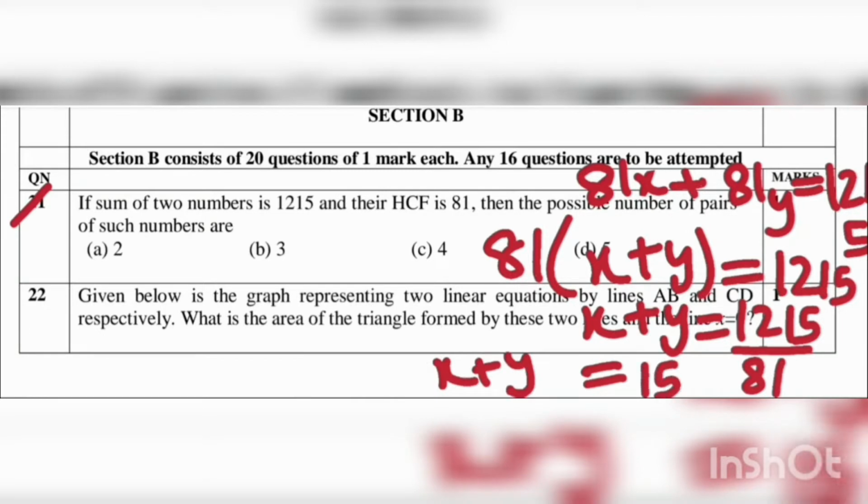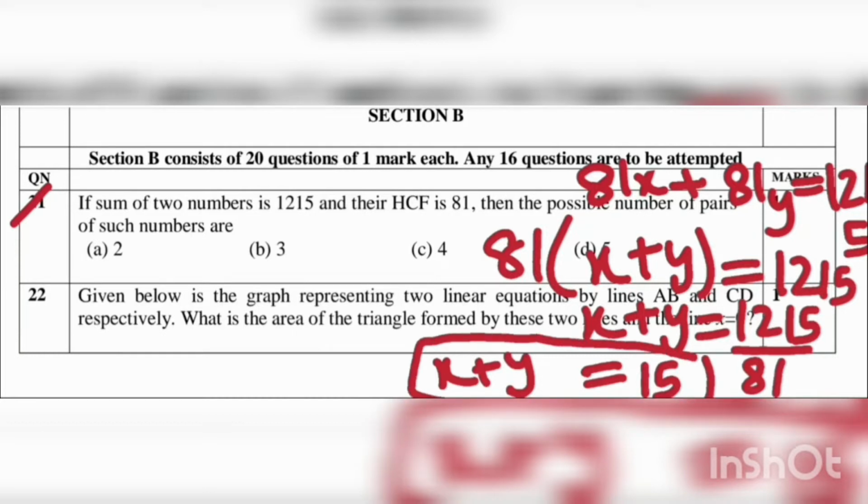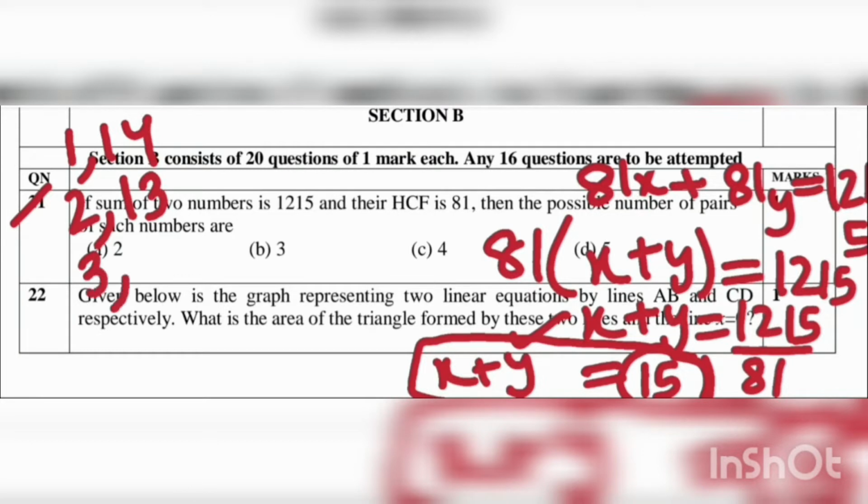Now we need to think what are the possible values of x and y which give us 15 as the answer, and we need to select only those values of x and y which are co-prime. Suppose I take x as 1, then y must be 14, then only the sum will be 15. If I take x as 2, y should be 13. If I take x as 3, y will be 12. If we continue like this, we will get many such pairs. If I take x as 4, then y will be 11. Similarly, x as 5, y will be 10.